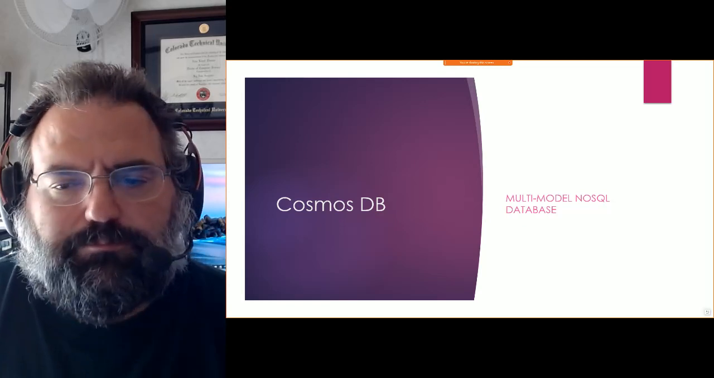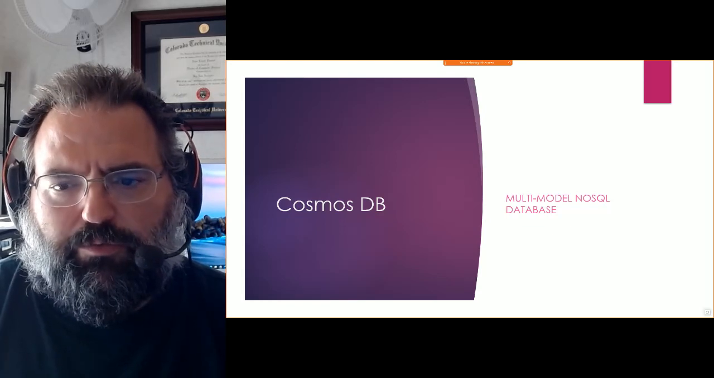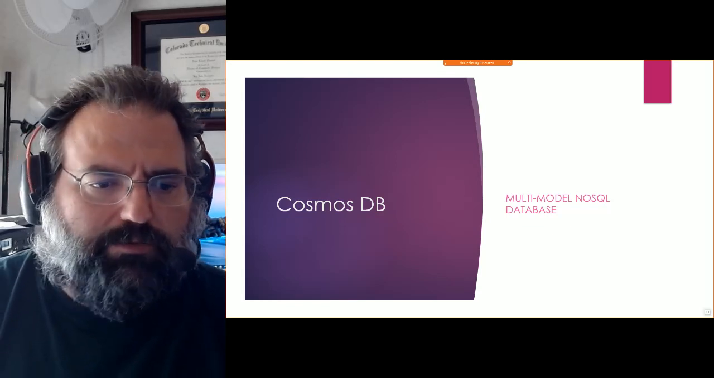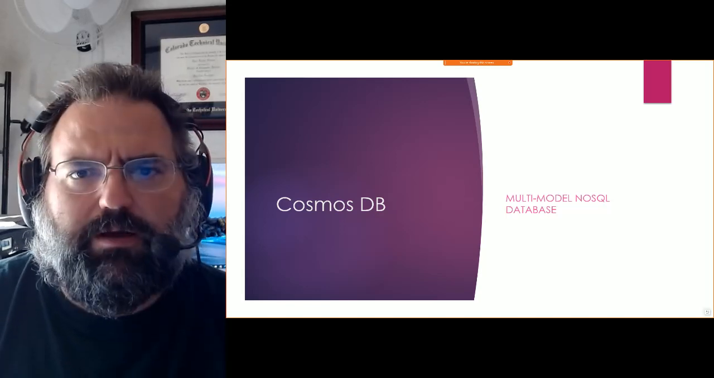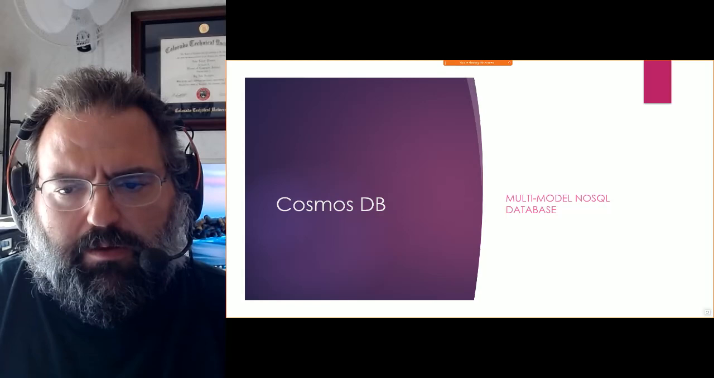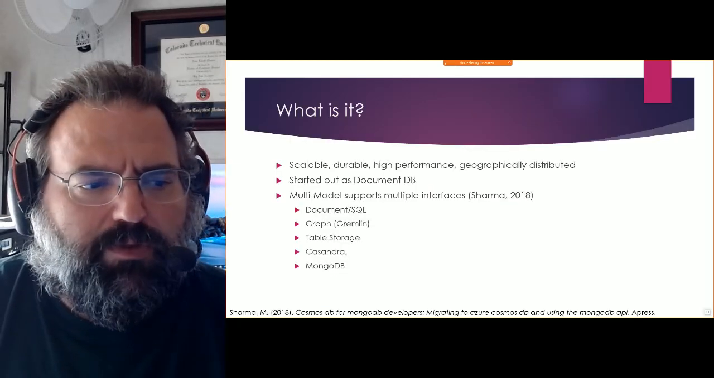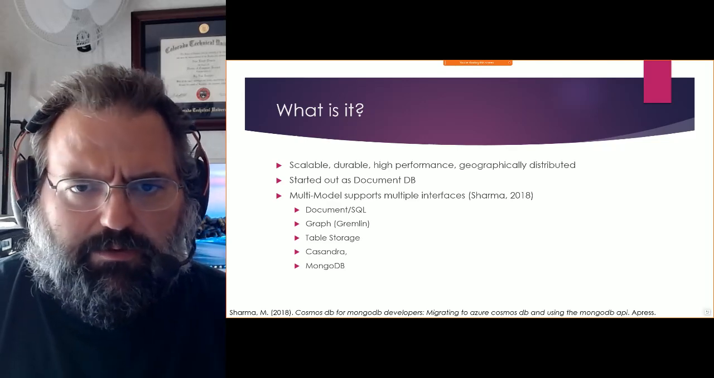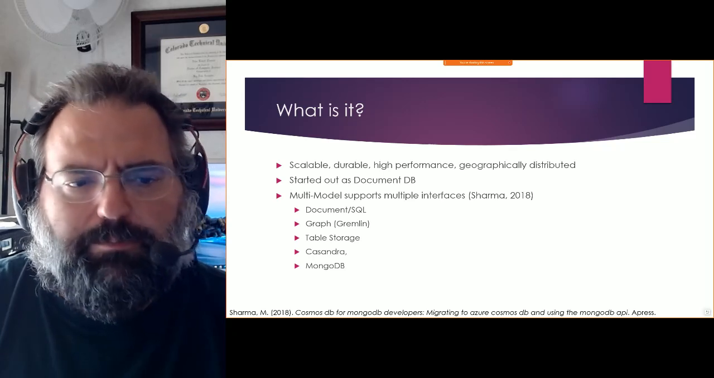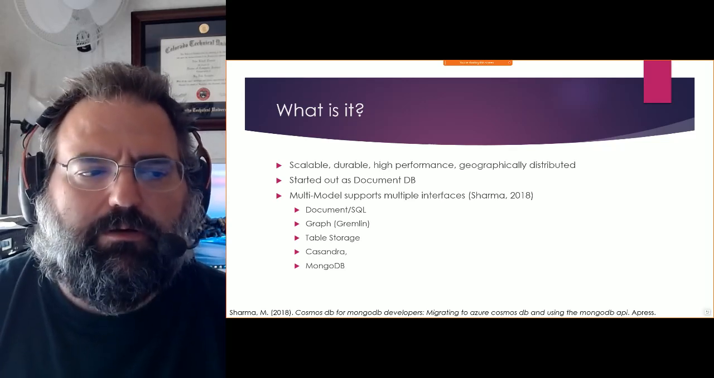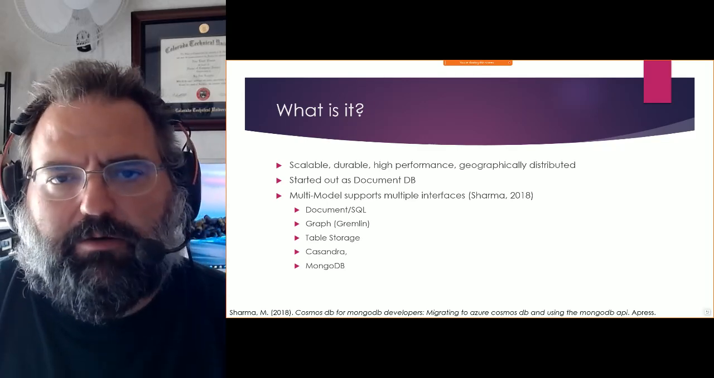Moving on, the focus of Module 3 is on databases in general and SQL-like interactions. So I thought I would talk a little bit about a particular type of database called Cosmos DB. So what is it? Good question to start with. It started out as DocumentDB inside of the Azure stack. It's a scalable, durable, high performance, geographically distributed database. Mouthful, right? It gets more complicated because it's a multi-model database as well.